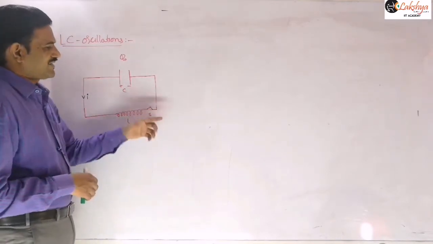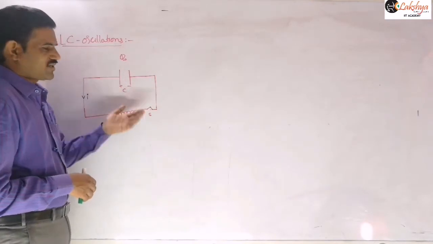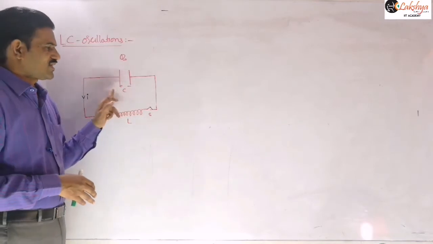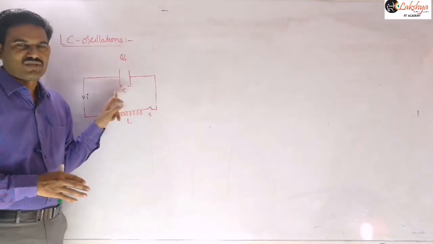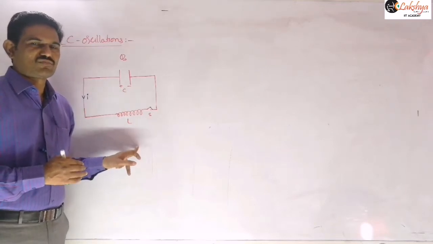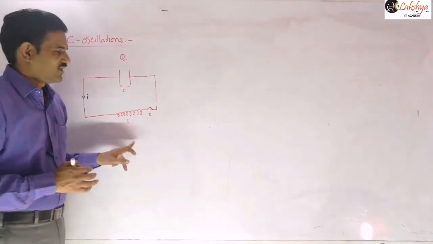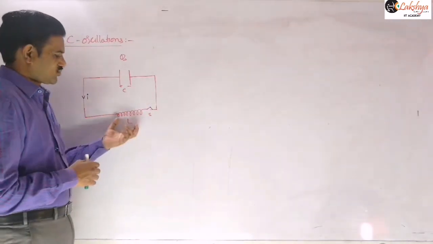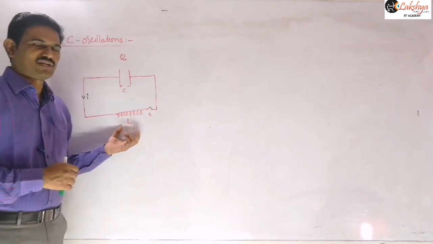Finally, the charge on the capacitor will become 0 at some instant. That indicates that the total electrostatic energy will become 0. Then the total energy should be in the form of the magnetic field, so magnetic field energy should be there. And then EMF will be there across this inductor now.